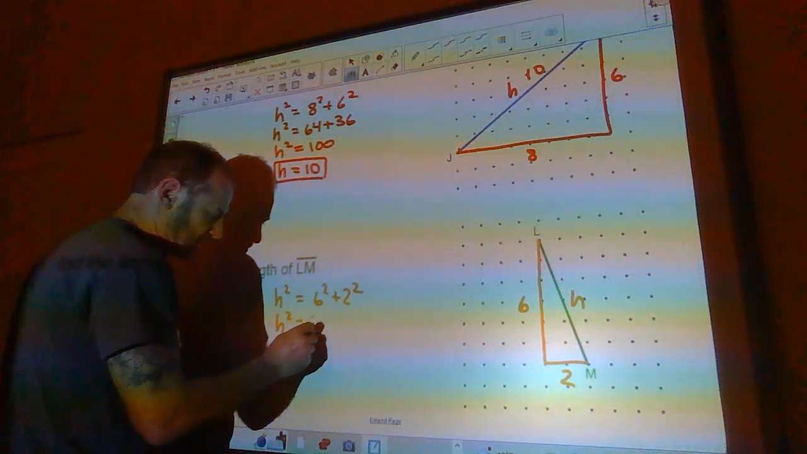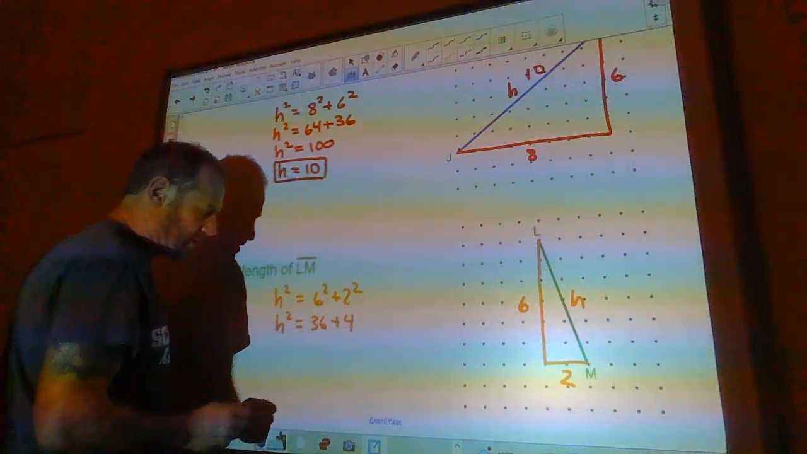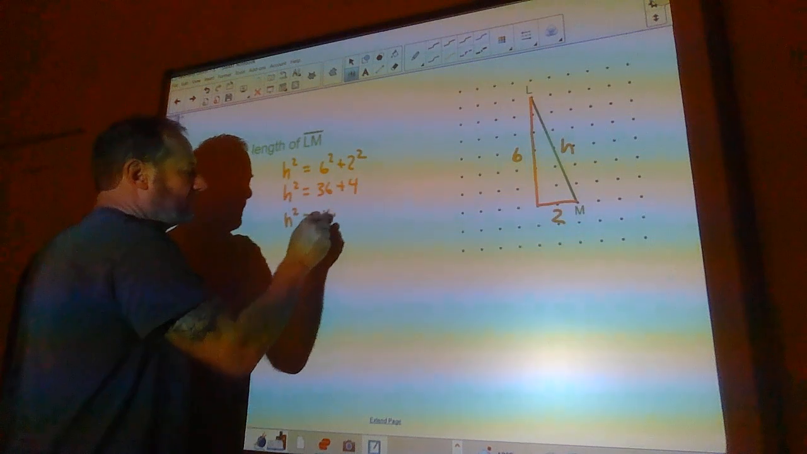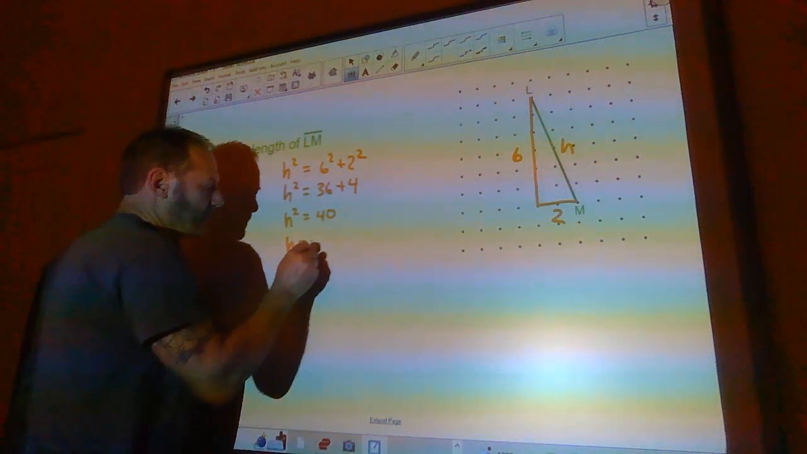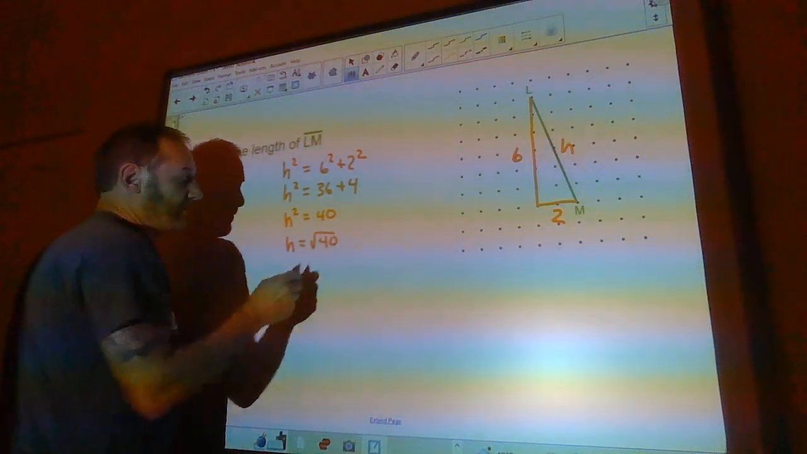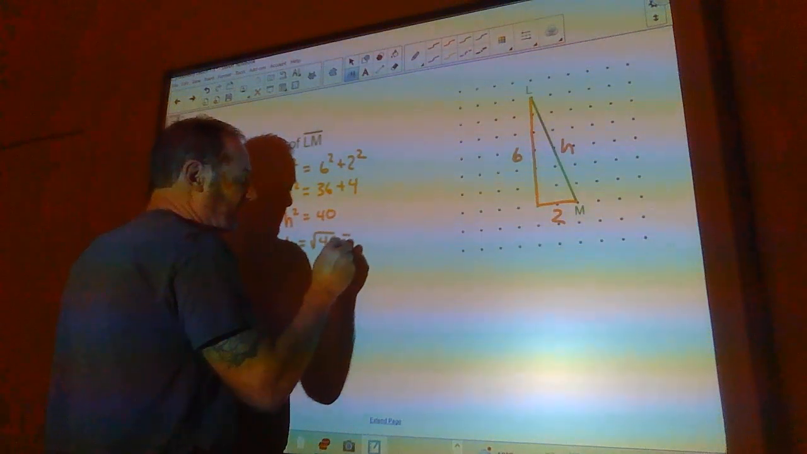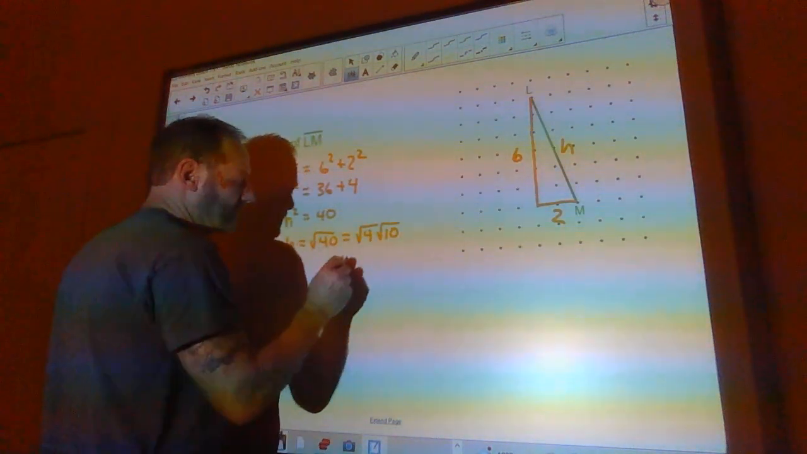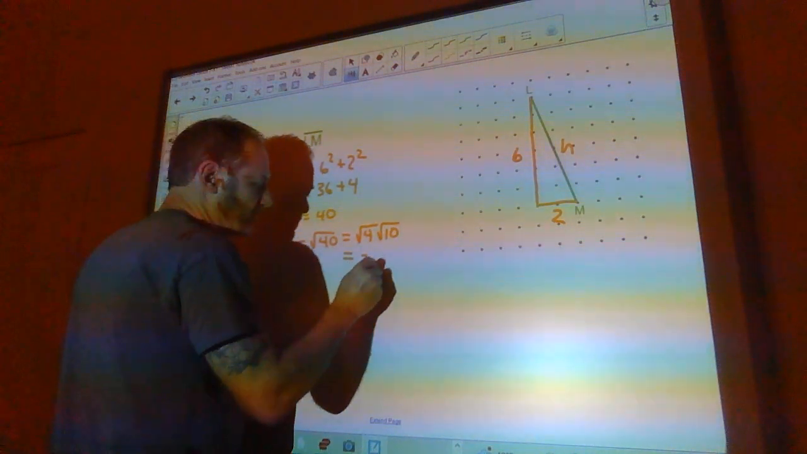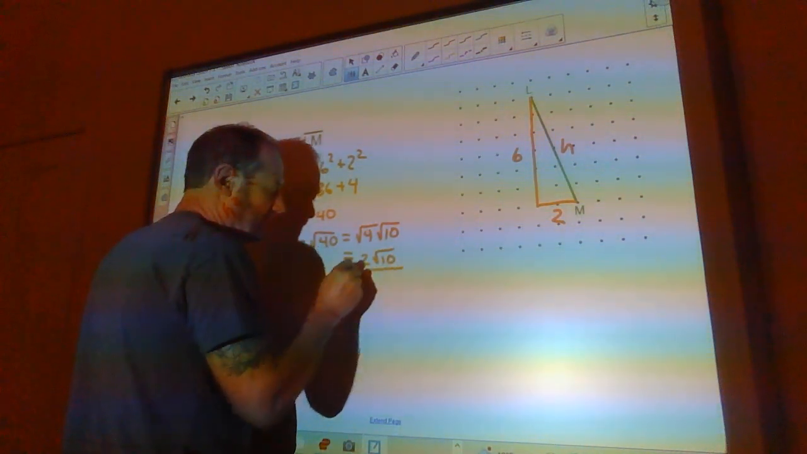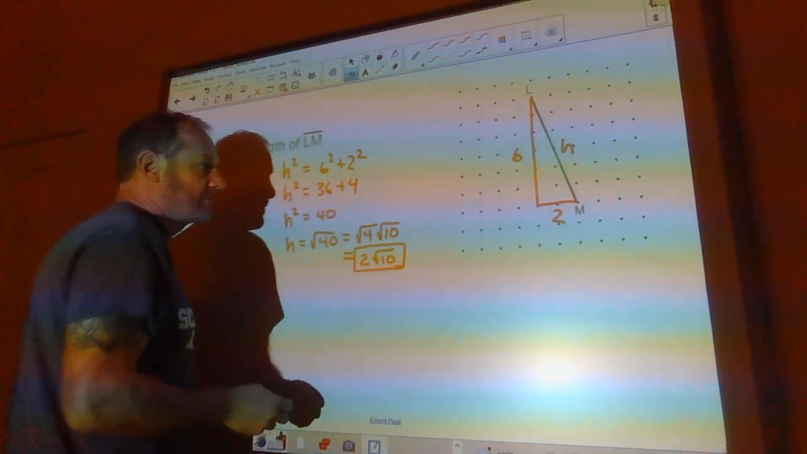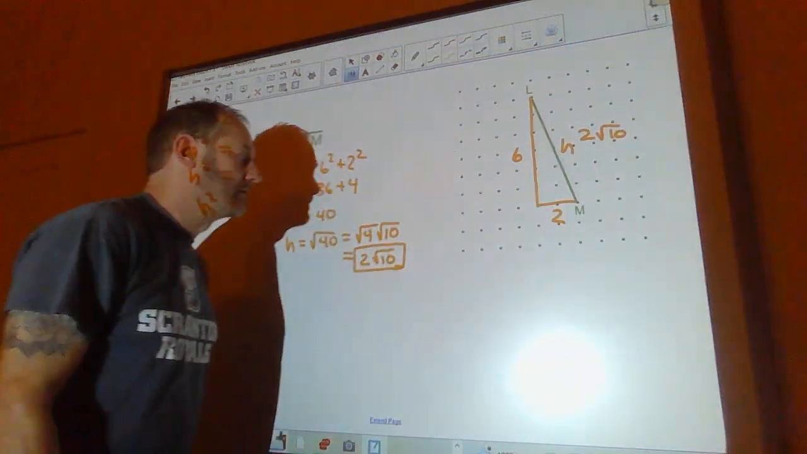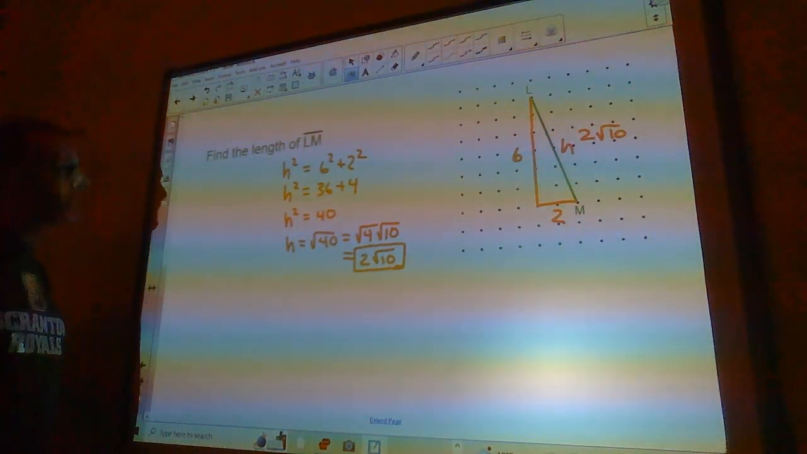So H squared is 36 plus 4. So H squared is 40. Now I'm going to square root that. Now there's a perfect square that will go into 40. That would be 4. It will go in there 10 times. And the square root of 4 is 2. And that's as simplified as it's going to get. So this side would be 2 square root of 10.